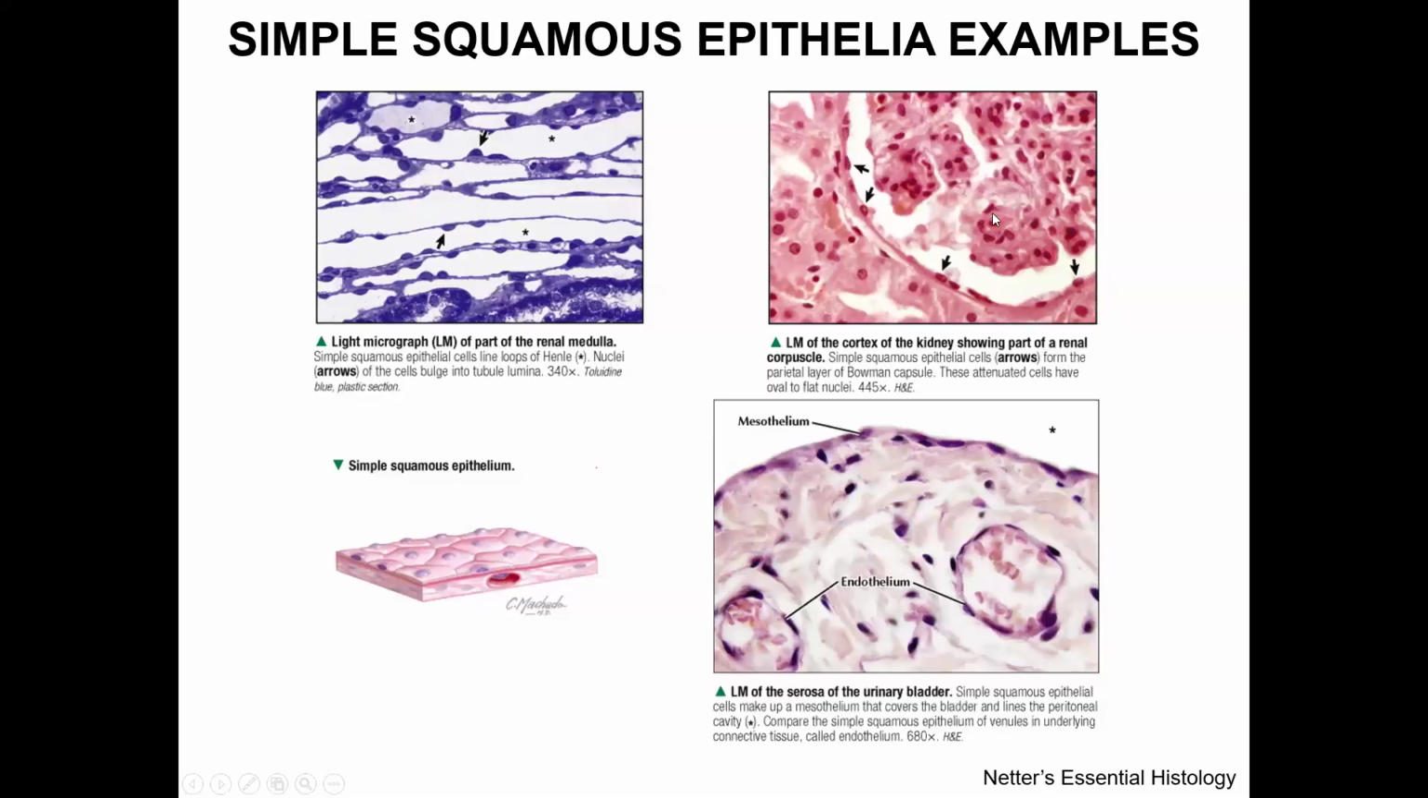This is another image from the kidney. In this case, it's the kidney cortex, where the Bowman's capsule is lined by a simple squamous epithelium, and it is this one. This is the mesothelium that is part of the serosa in the urinary bladder. So the inner part of the bladder is lined by the transitional epithelium, the outer part by the mesothelium.